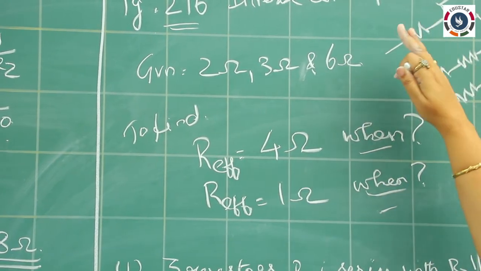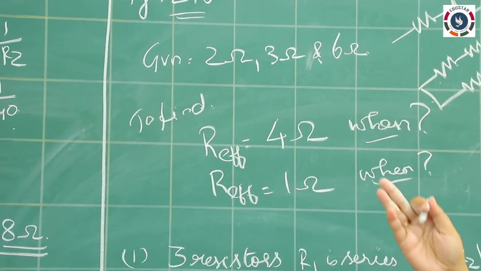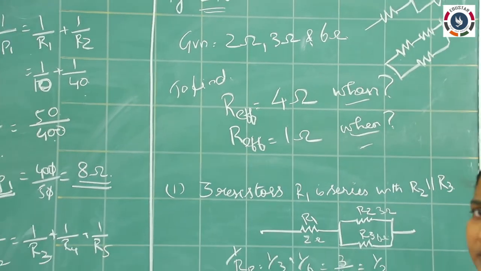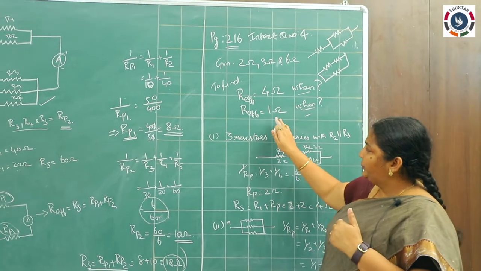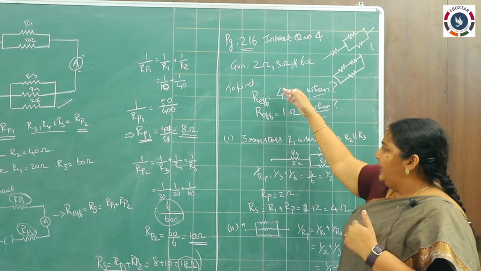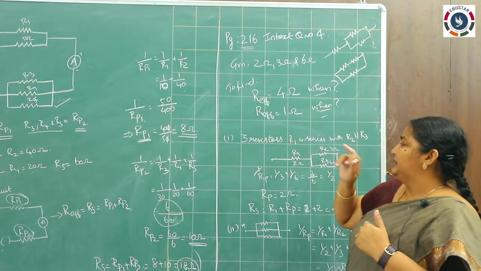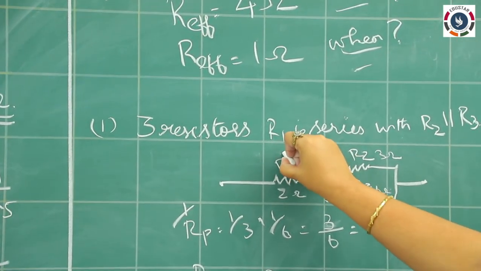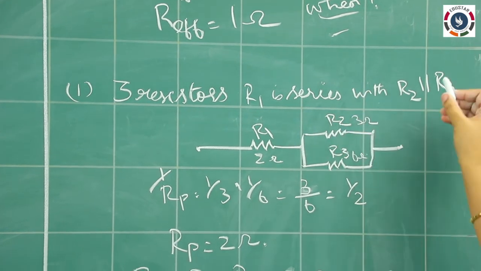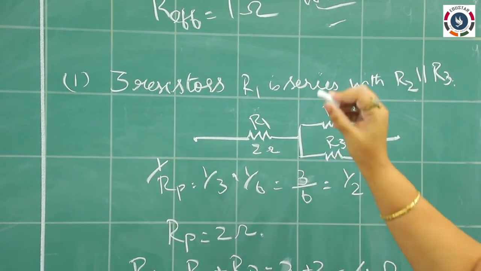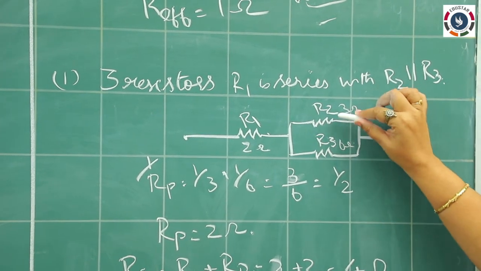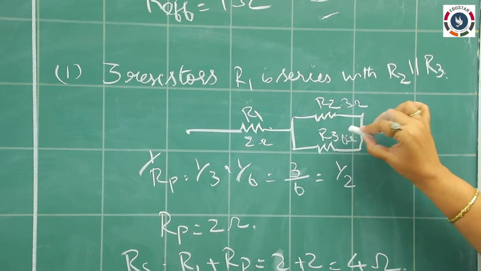Now I am going for a combination. Now if you go for a parallel also, 1 by 2 plus 1 by 3 plus 1 by 6, somewhat it is related to our R effective, right? Now we will work it out. First, with the 3 resistors, I am going to consider one pattern: R1, the first resistor, is in series with the parallel of R2 and R3. That is nothing but R1 is in series with the parallel combination of R2 and R3.